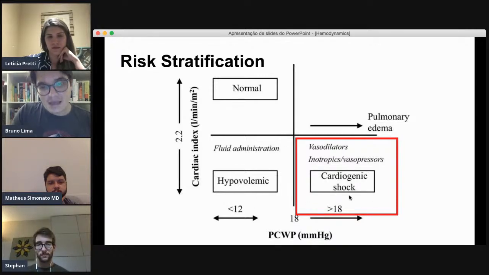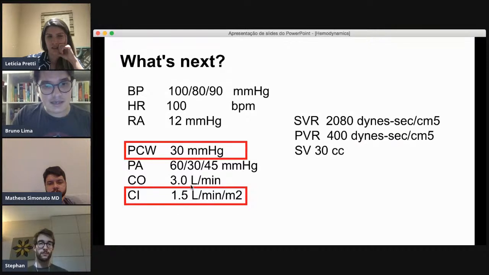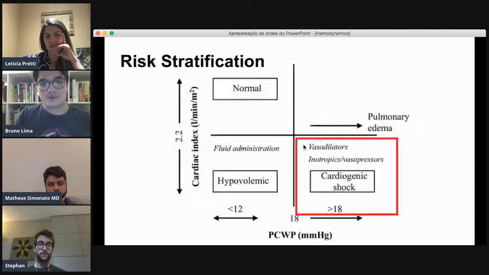But this guy here with cardiogenic shock, by definition he has a low cardiac index and has a high wedge pressure. So he is cold because the index is low, and he is wet. He's cold and wet. See? So it's 18 and 2.2. So he is cold because his CI is 1.5, and he's wet because his wedge is well above 18, okay?